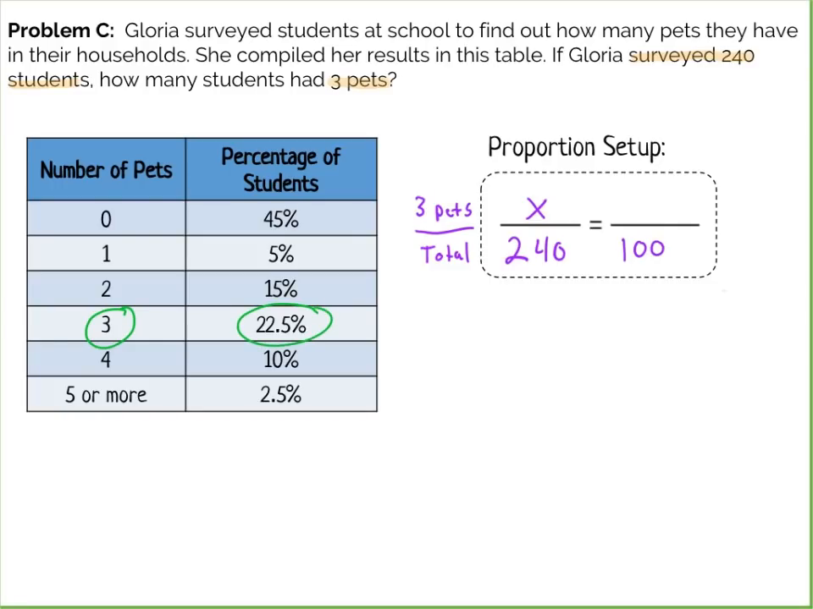It's going to be 22.5%. So let's go ahead and fill that in our top. So now that we've got our proportion all set, we can go ahead and start by cross multiplying to solve, just like we always do.